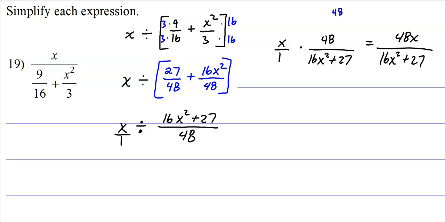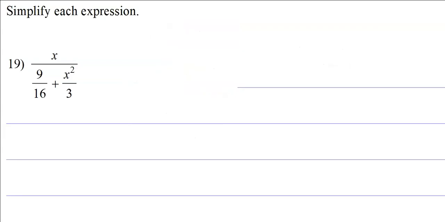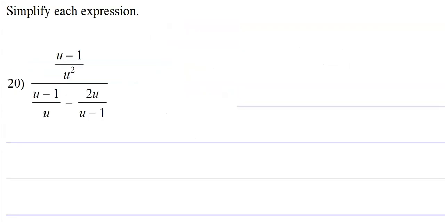Double check the answer key. Beautiful. I think they wrote the bottom as 27 plus 16x squared, but same thing. So that one's a little bit trickier. And last problem, number 20. Holy smokes.